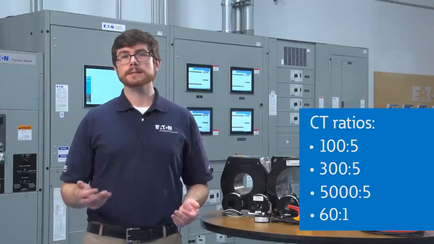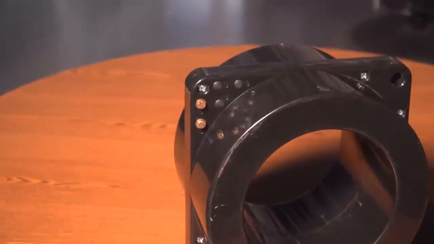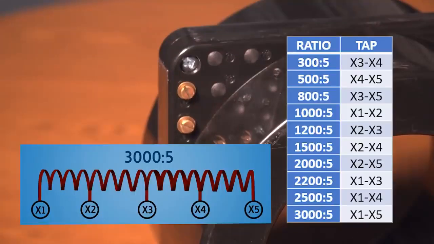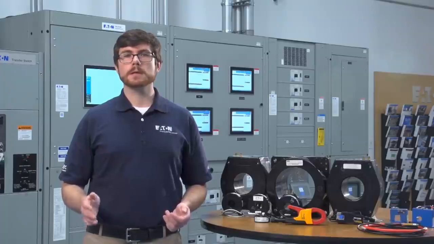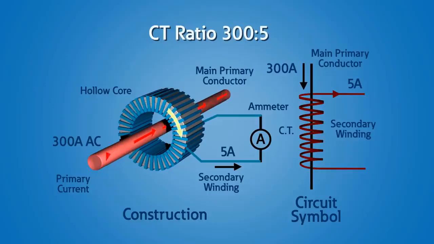60 to 1, and some have multiple taps where the ratio can be selected in the field or for a specific application. Let's take, for example, 300 to 5 amps, meaning that a wire carrying 300 amps AC flowing through the core will produce 5 amps on the secondary winding.